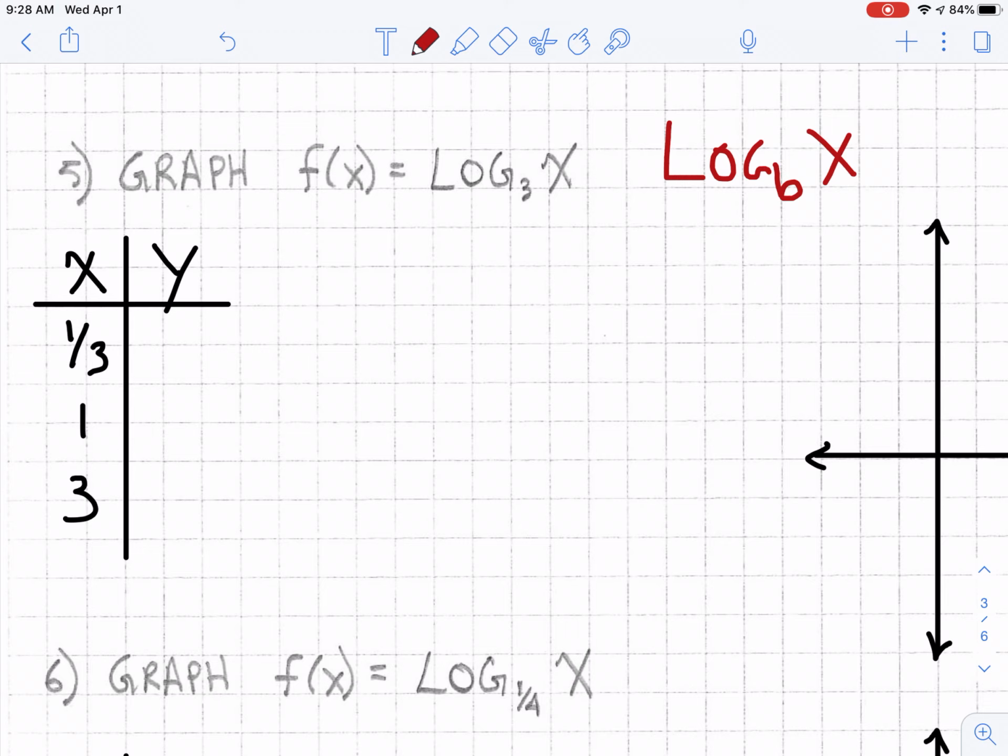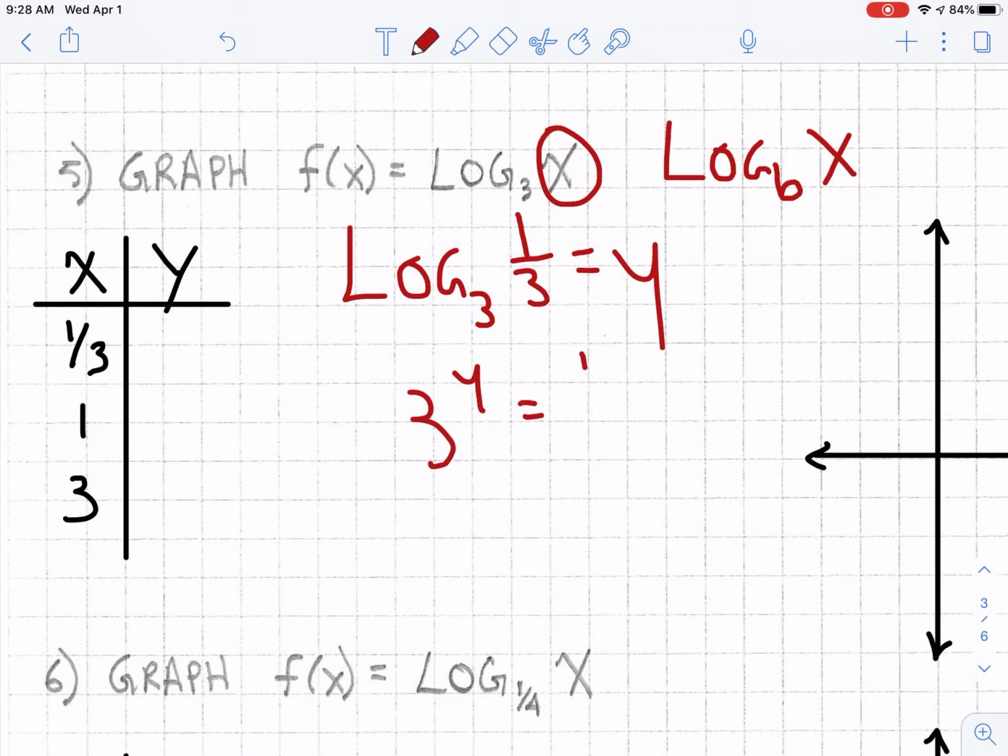For example, if you put 1/3 right there, you have log base 3 of 1/3 equals y. Now, if you write it in the other form like we practiced up top, this would be 3 to the y power equals 1/3. Well, what would y need to be to make this true? Hopefully you remember your exponents pretty well. 3 to the negative 1 equals 1/3. That one's pretty easy because you just flip it over. So for this value here, we get negative 1.